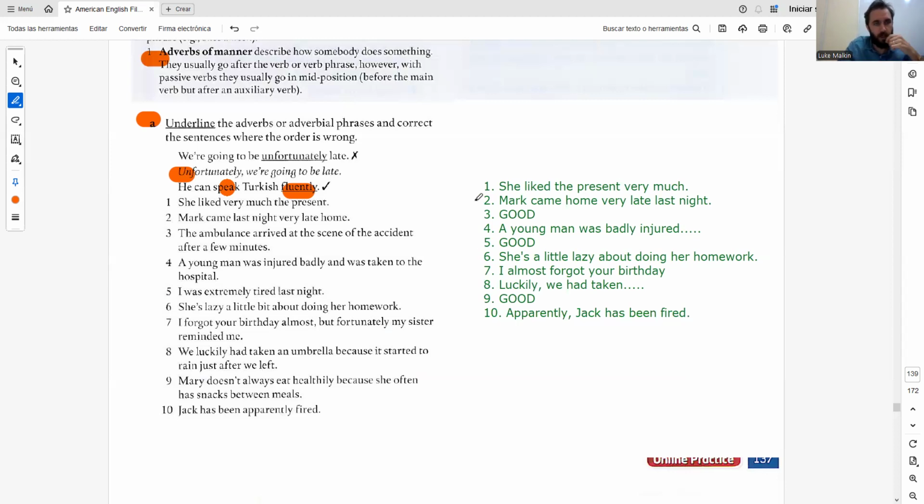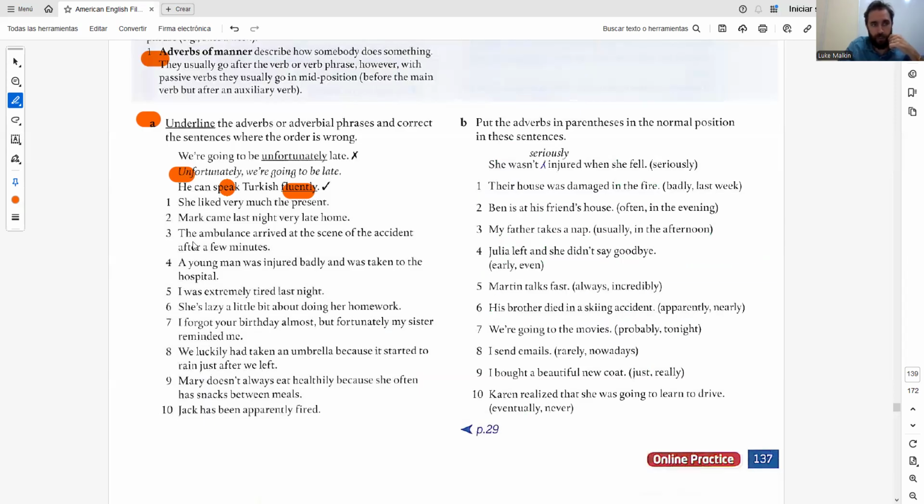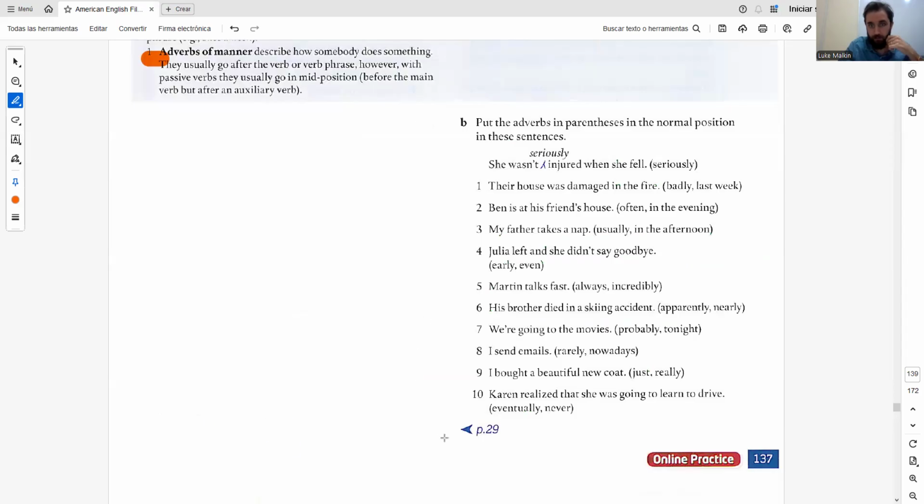Okay, let's move on then to part B. And again, I'll create a bit of space for myself here. In part B, we put the adverbs in parentheses in their normal position in these sentences. An example: she wasn't injured when she fell. We need to add seriously. So seriously is here an adverb of degree. So, she wasn't seriously injured when she fell.